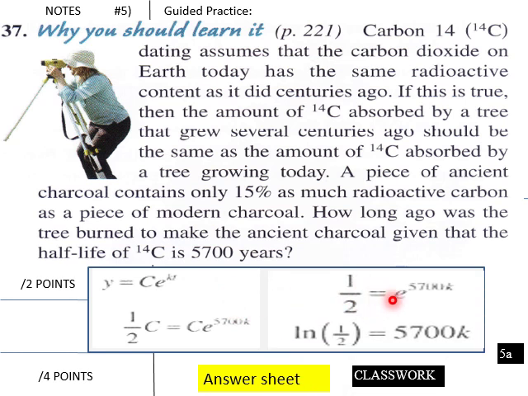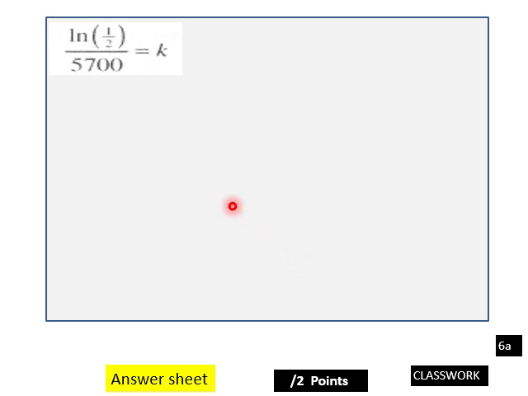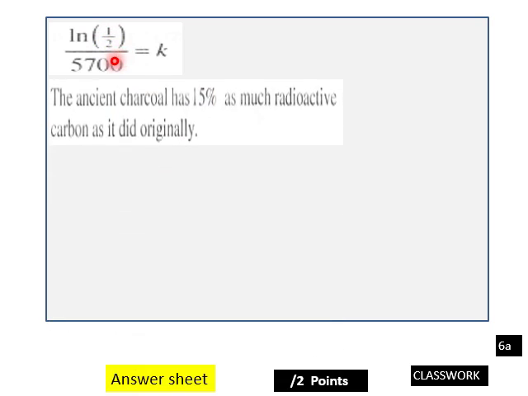So 1/2 equals e^(5,700k). Then we take the natural log of both sides. Natural log of 1/2 equals 5,700k. And then we end up with this: k equals natural log of 1/2 over 5,700.